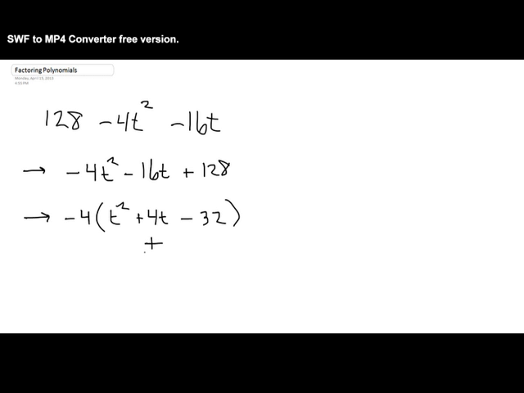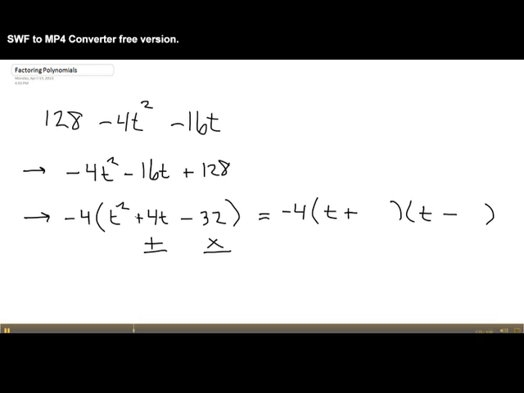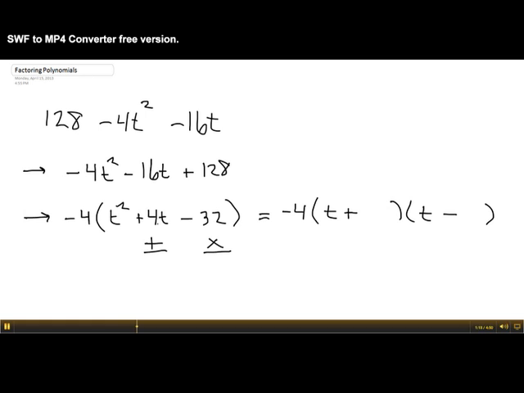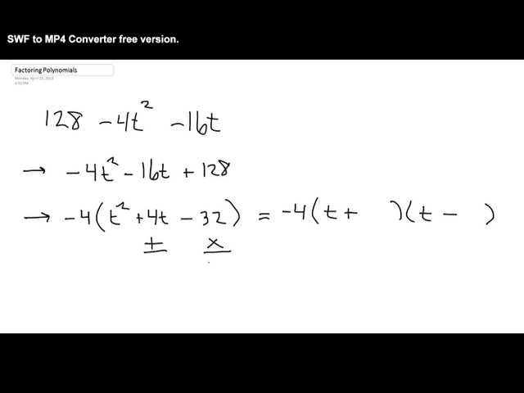Now I'm looking for two numbers. They have to add to make positive 4, and they have to multiply to make negative 32. So I know that I'm going to get a binomial here, t and t. So let's do an analysis. They have to multiply to make a negative, so the only way is one is positive and one is negative. And the larger one's going to be positive because they add to make a positive number.